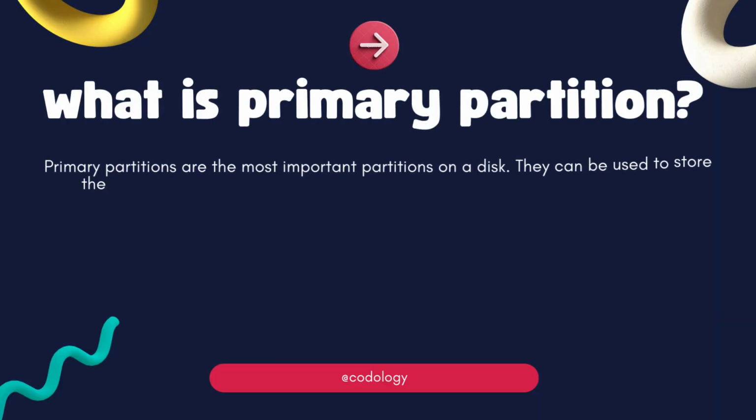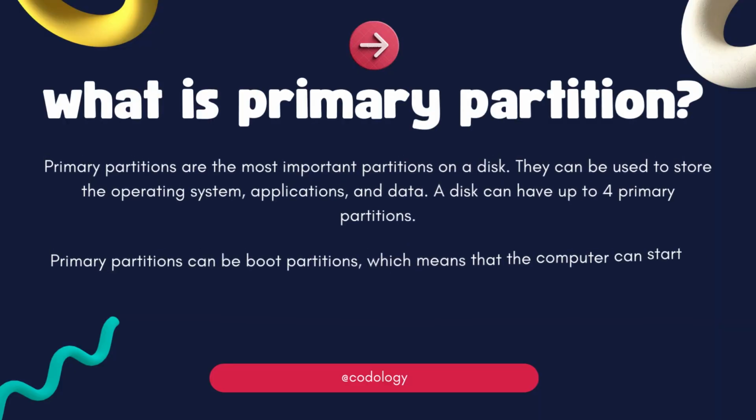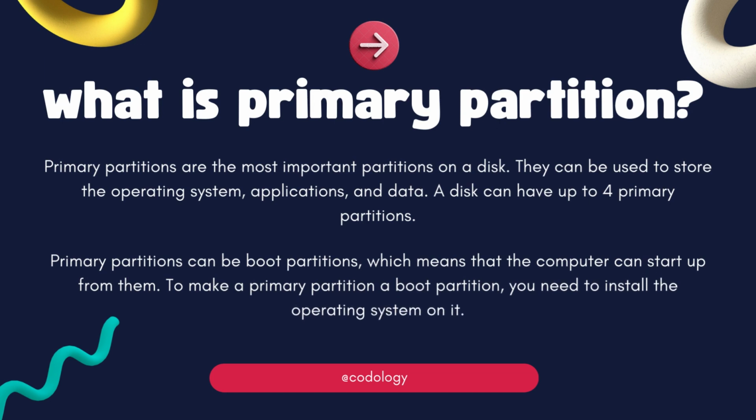First of all, primary partitions are the most important partitions on a disk. They can be used to store the operating system, applications, and data. A disk can have up to 4 primary partitions. Primary partitions can be boot partitions, which means that the computer can start up from them. To make a primary partition a boot partition, you need to install the operating system on it.